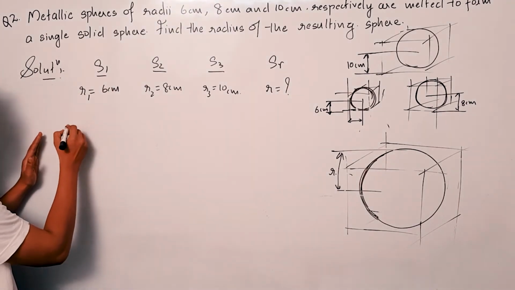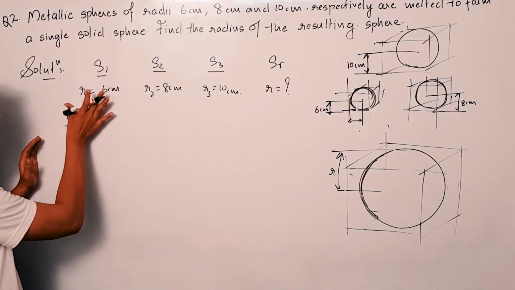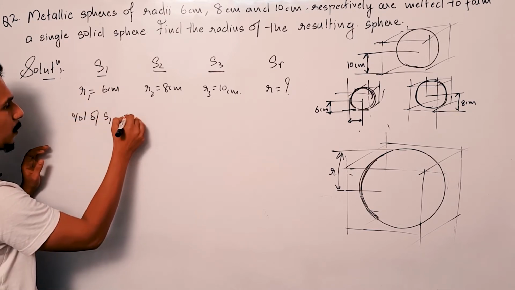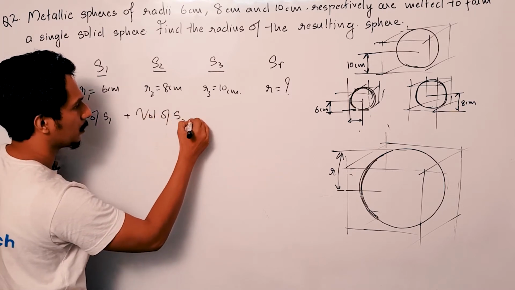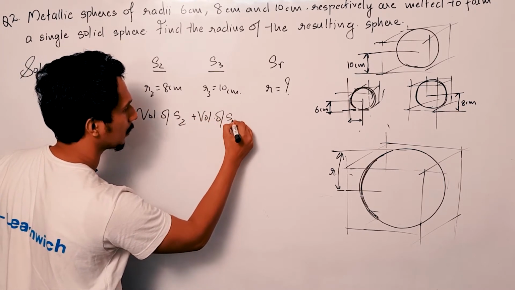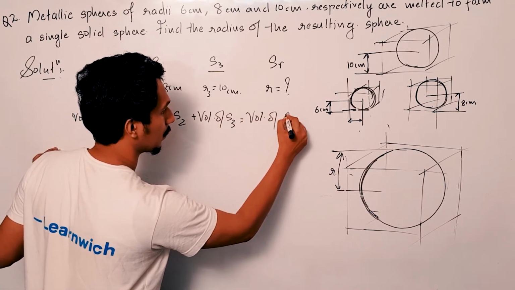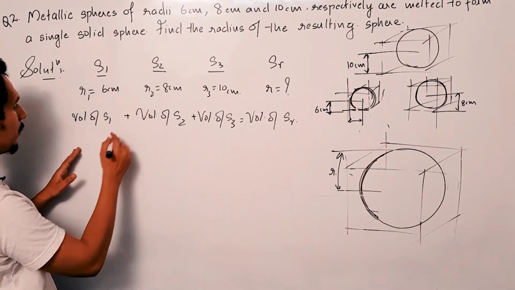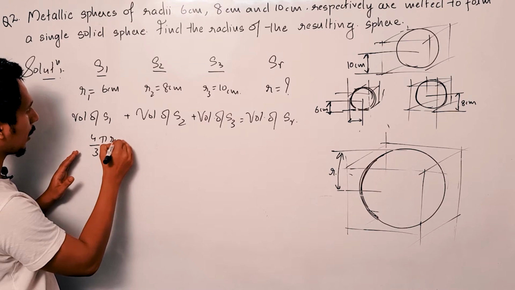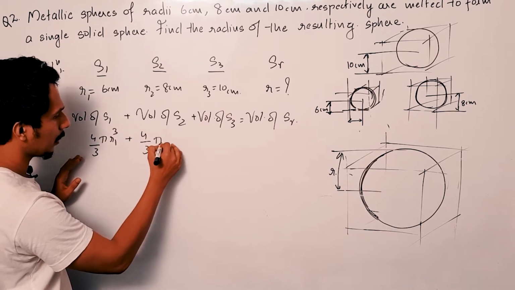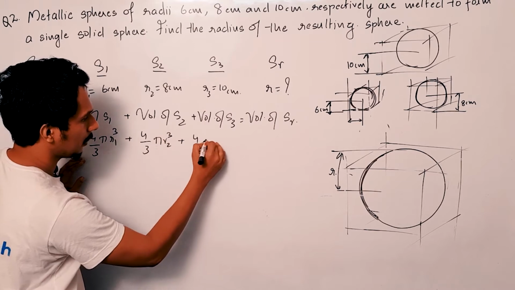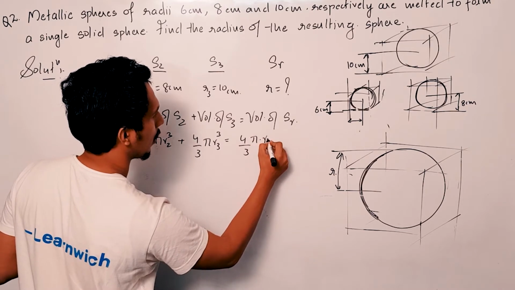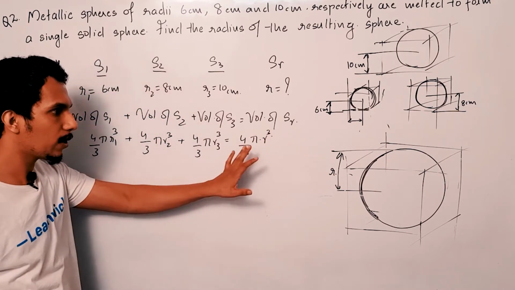So let's write the statement first, that is volume of S1 plus volume of sphere 2 plus volume of sphere 3 equal to volume of resultant sphere. Can I say that? Yes, I can. Now substitute. Now write the formulas for everything. You get 4 by 3 pi r1 cube, 4 by 3 pi r2 cube, 4 by 3 pi r3 cube equal to 4 by 3 pi r cube. This r I don't know, I have to find out.